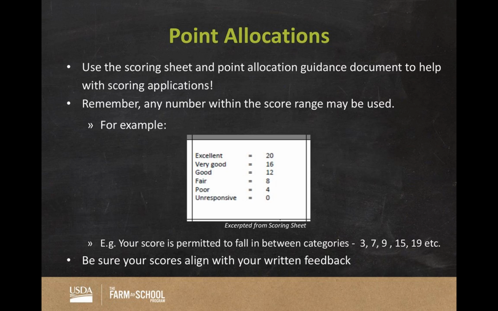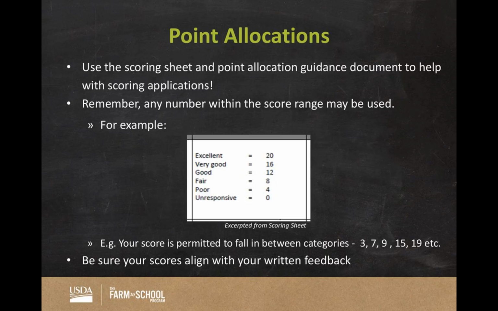Thanks, Maika. Hi, everybody. I'm Anna Arrowsmith, and I'm one of the grants officers for the Farm to School grants. So I'm just going to go through some of the tips for success, first being doing your point allocations. As Maika mentioned earlier, there is a guidance sheet that can help with your point allocation, and it defines what is excellent, what's very good, fair, poor, and unresponsive.